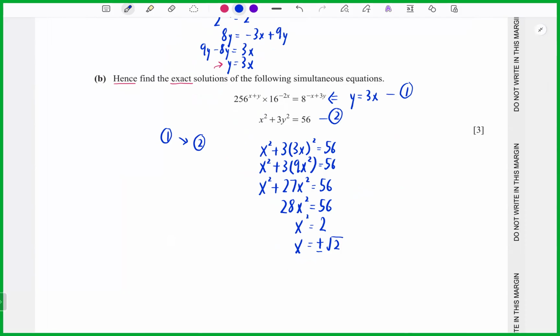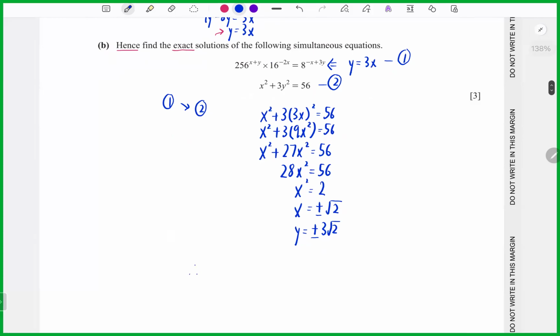Now we need to find the y coordinate. For the y coordinate, if x is positive square root 2, you will get positive 3 square root 2. If you put negative square root 2, you will get negative 3 square root 2. So you have two answers here. Let me summarize the answer: x equals positive square root 2, with y you will get positive 3 square root 2, and then x equals negative square root 2, y you will get negative 3 square root 2.